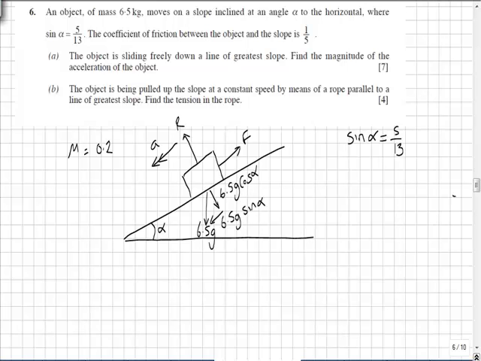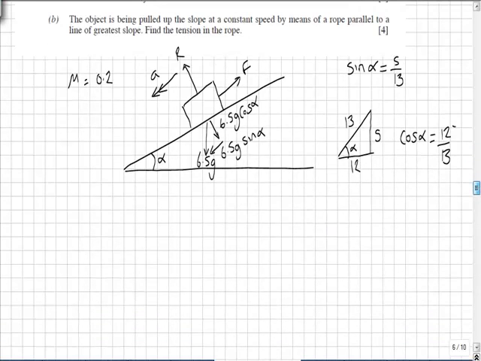We're also given that sine alpha is 5/13. This is just to extend the question slightly. If we were to draw a right angled triangle with 5 being the opposite, 13 being the hypotenuse, we can see it's a Pythagorean triple with the adjacent being 12. That would make cos alpha equal to 12/13, which we might need later when we come to calculate the frictional force.